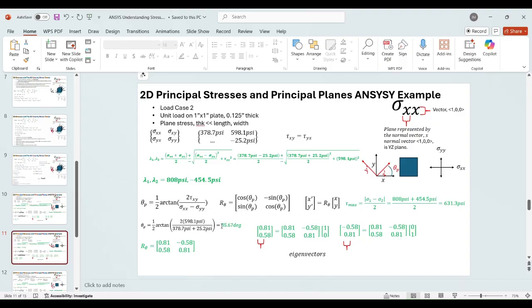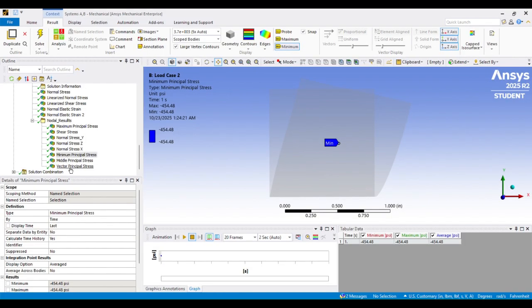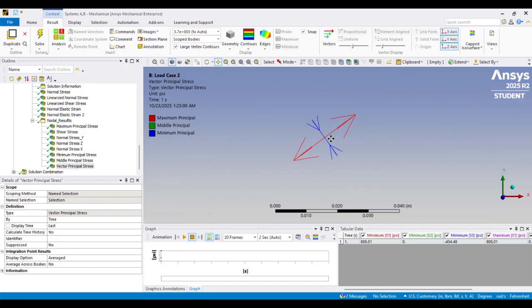And now I've calculated the direction that you'd have to rotate the original ANSYS system to align with the principal stress direction. That angle would be 35.67 degrees, so it would be an axis direction shown here in the red. And if we look at the vector principal result, we'll see that that appears to be pretty close.